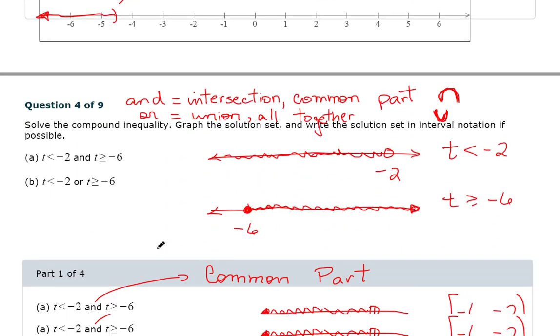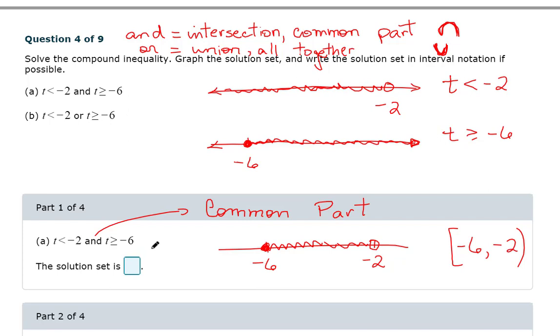All right, in question 4, we're going to look at the difference between the words and and or. And represents intersection, or what is the common part. And that looks like this symbol, an upside down U. Or is a union where we lump everything together. So in both of these cases, we're graphing the same sets. The only difference is the word connecting them.